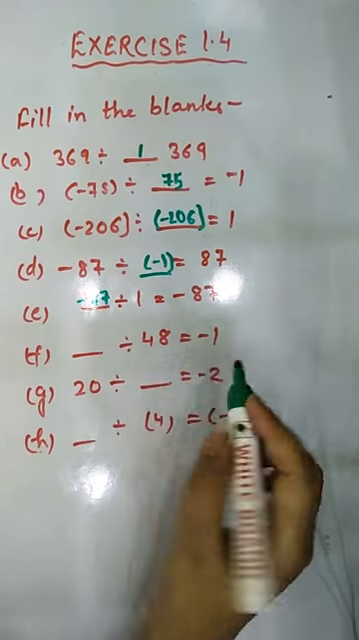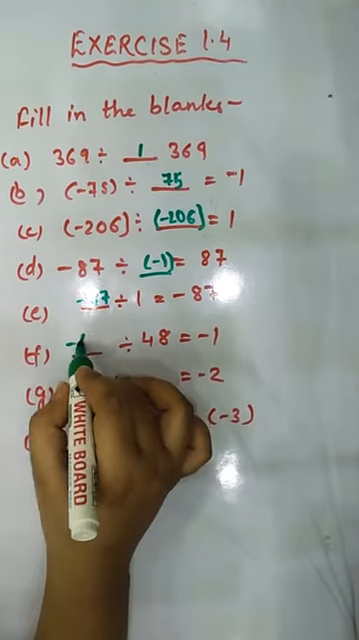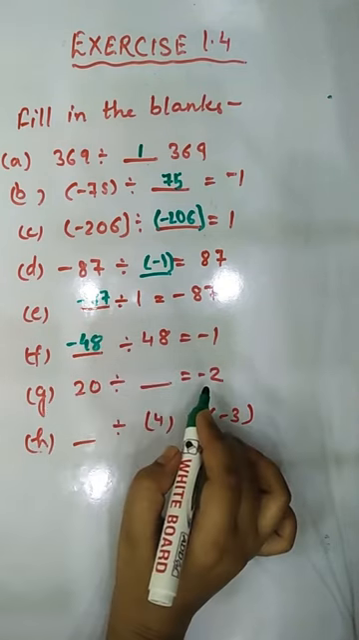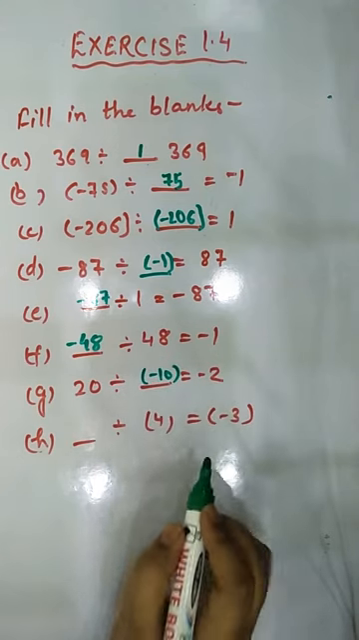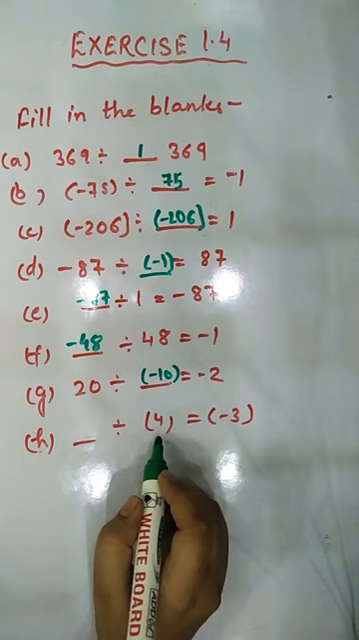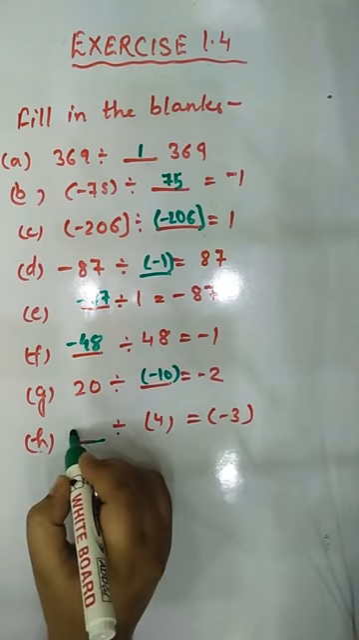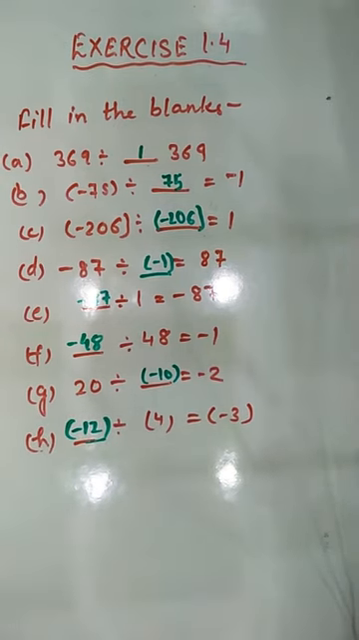Then here answer is -1 and this is positive, so this one should be negative, -48. Then by which number is the answer coming -2? It should be divided by -10. Then again it is divided by 4, so answer is coming -3, so here it should be -12. I hope you all have understood. Now do this also in your copy.